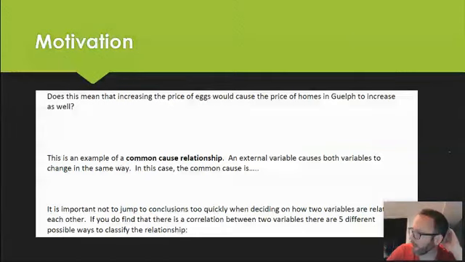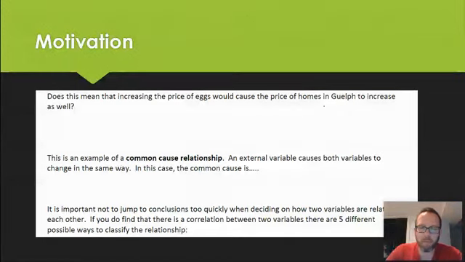Let's say that you had power over policy of pricing eggs, and you wanted to drive up the home market. Could you just increase the price of eggs? Or if you wanted to decrease the price of homes, could you decrease the price of eggs? So obviously this is all really silly, right? Obviously. Increasing the price of eggs wouldn't directly increase the average price of homes.